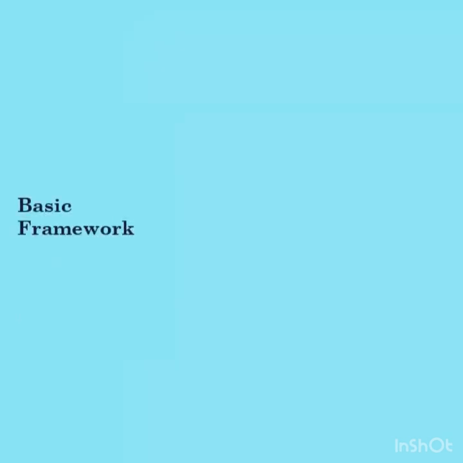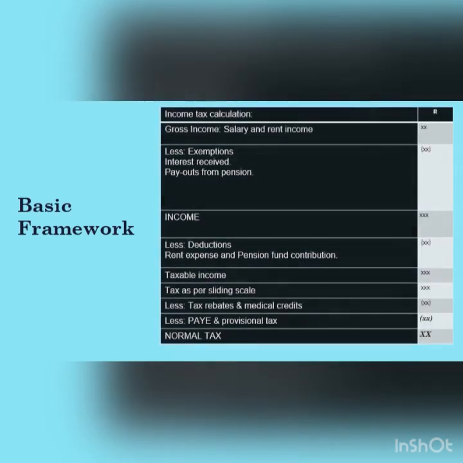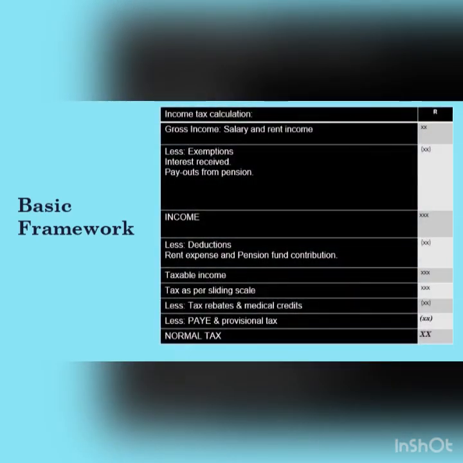Now I'll be walking us through a calculation of normal tax using the basic framework and the definitions that I have explained in the previous slide. I'll start off with gross income. This will include amounts like salary and rent income, if you're letting out property or rooms. And then we are going to list exemptions. This is from any interest that you'll receive, like from a bank, like Nedbank or Standard Bank, and any payouts from your pension.